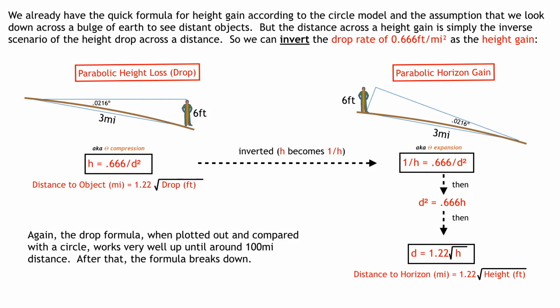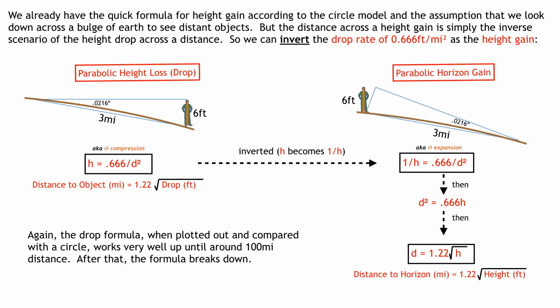We already have the quick formula for height gain according to the circle model, and the assumption that we look down across a bulge of Earth to see distant objects, but the distance across a height gain is simply the inverse scenario of the height drop across a distance. So we can invert the drop rate of 0.666 feet per mile squared as the height gain and horizon distance gain.